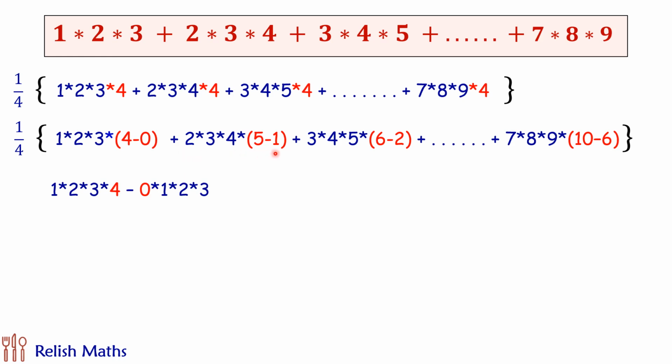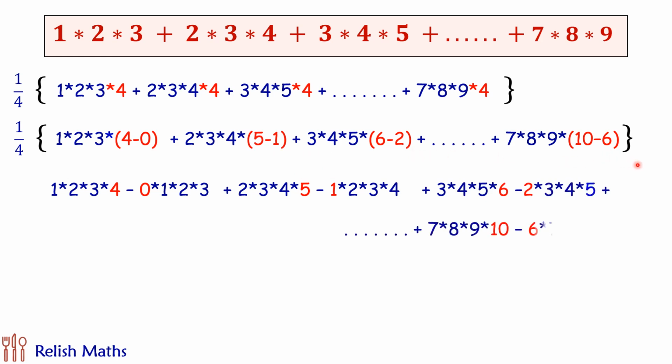Same way the second term will split into two terms. This third term will split into two terms, and so on till the last term. Now here, if you observe, this term is positive and here it is negative. So these terms will cancel each other. Same way this is positive and here this term is negative. They will cancel each other. So same way all the terms in the series will keep cancelling out except for two terms which will be left. One term will be left and another term will be left.